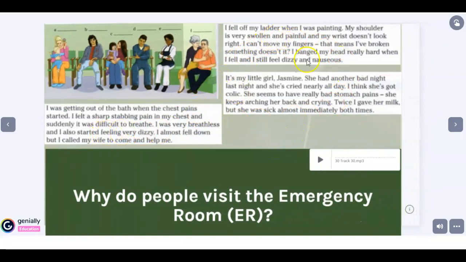Okay, so please read them and play the recording, for practicing your listening, because in the activities that you will be doing for vocabulary, you will be practicing your listening. So you need to recognize the symptoms.